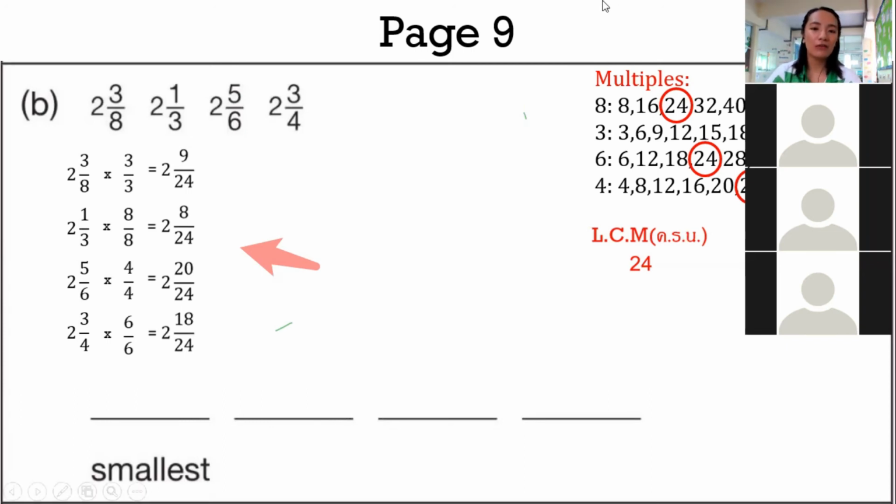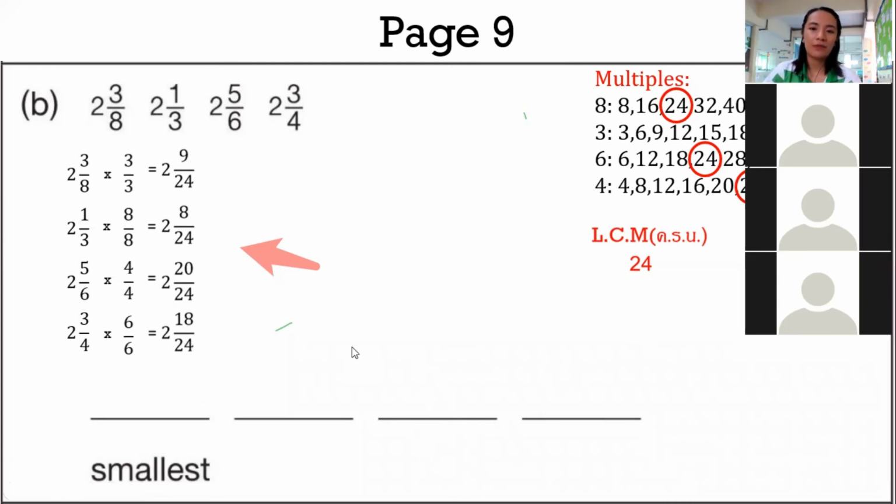Now let's compare the numbers again. 2 and 3 over 8 is the same as 2 and 9 over 24. 2 and 1 over 3 is the same as 2 and 8 over 24. 2 and 5 over 6 is equal to 2 and 20 over 24. And 2 and 3 over 4 is equal to 2 and 18 over 24.